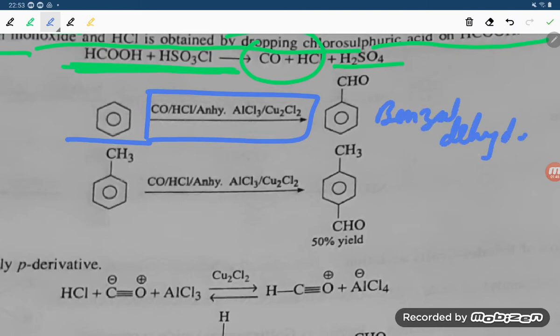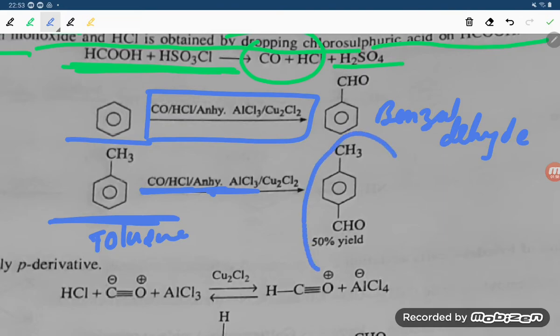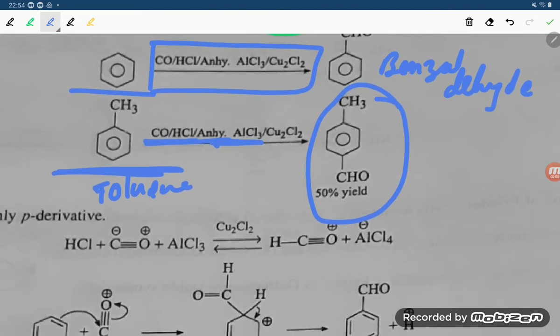Another example we are having is methyl benzene, that is also known as toluene. If you are treating this toluene with CO, HCl plus anhydrous AlCl3 and CuCl catalyst, it is giving what, student? That is 4-methyl benzaldehyde. So that is also the Gattermann-Koch reaction.